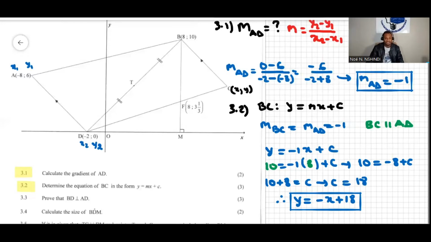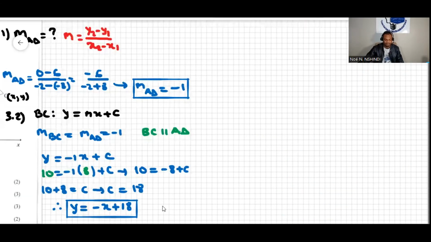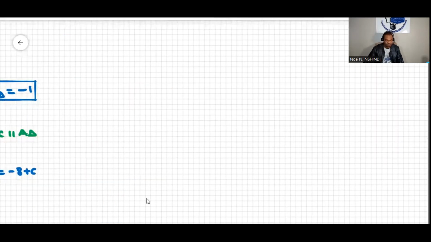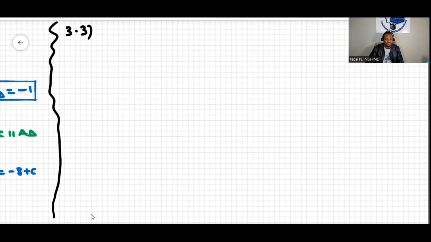The next question says, question 3.3 says, prove that BD is perpendicular to AD. Okay, I think I'm going to move my board a little bit over here. So the question says prove that BD is perpendicular to AD. We need to prove that.